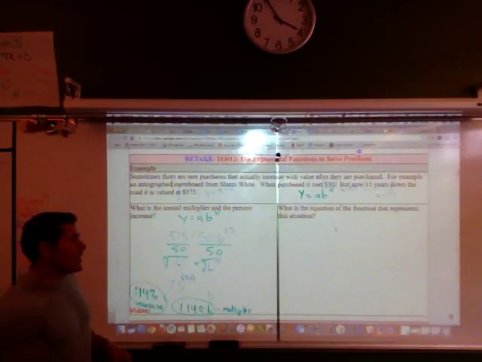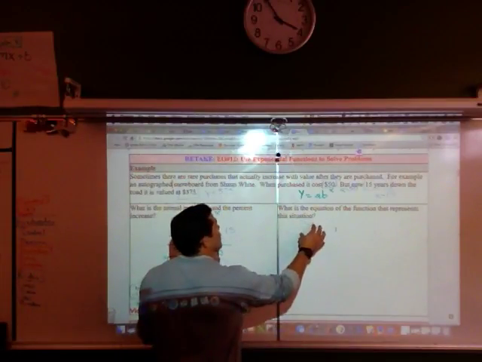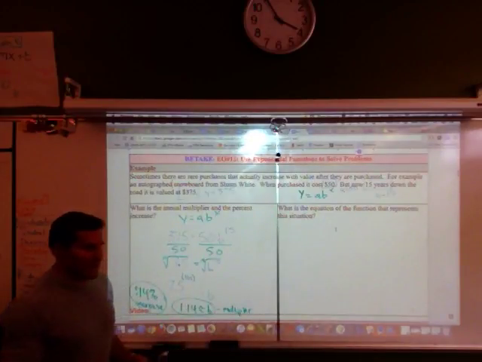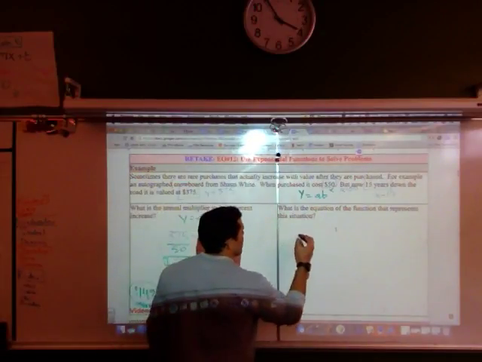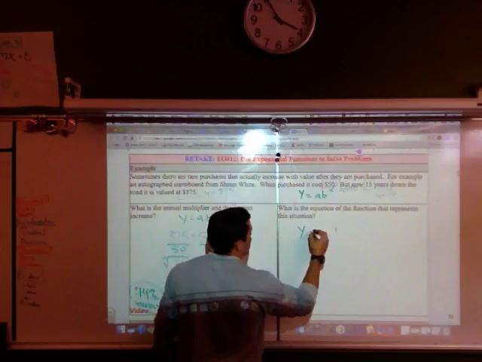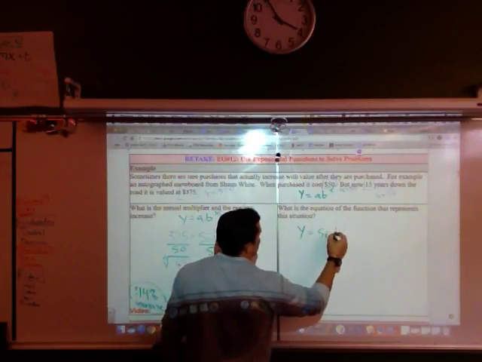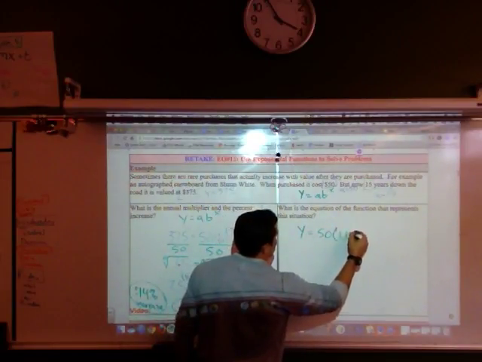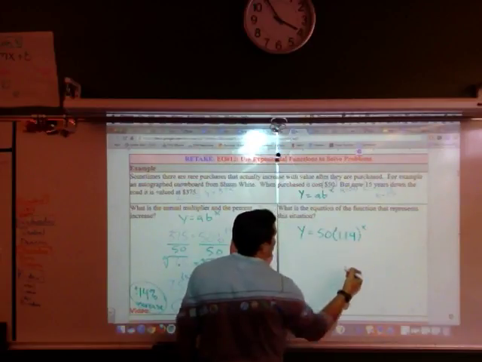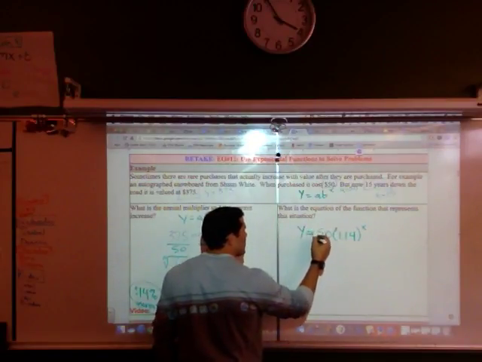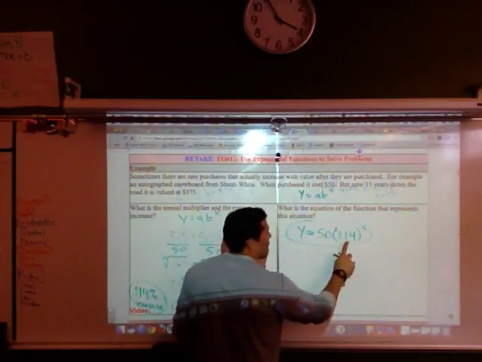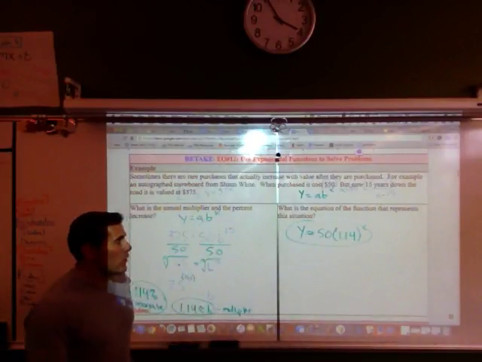All right, so I can now move on to here. What's the exact equation that can give me any year I want? That would be y is equal to 50 times 1.14 raised to the x. And this is an approximation because I rounded that number off, but there we go. That's our answer.